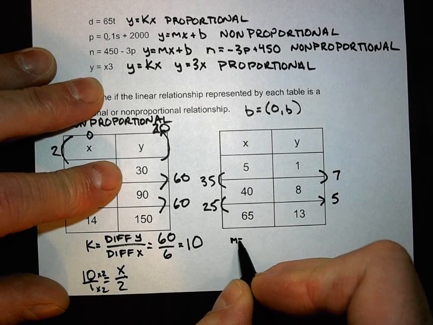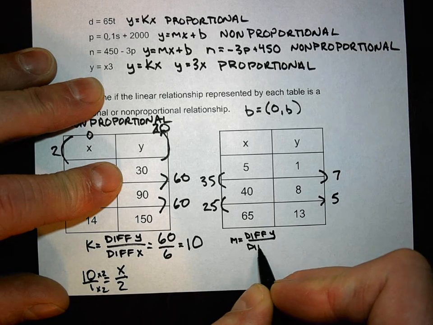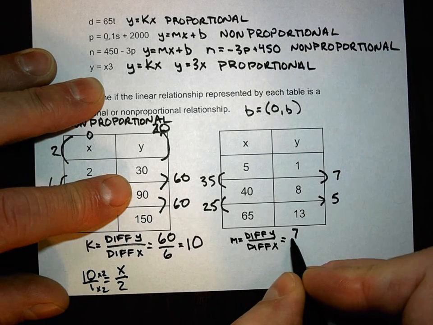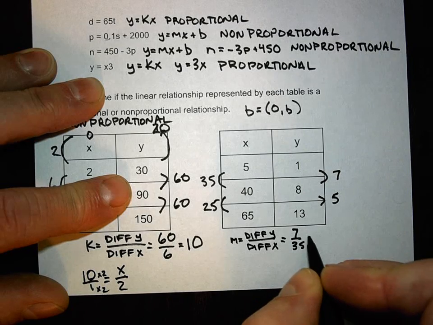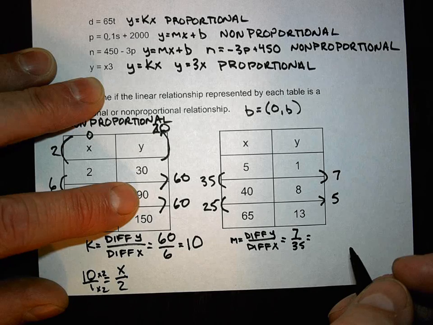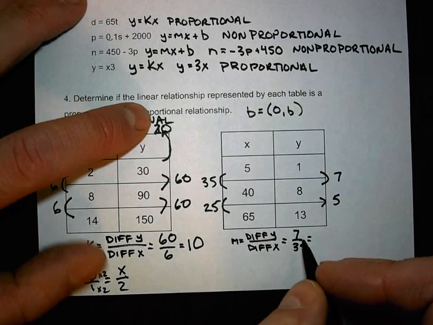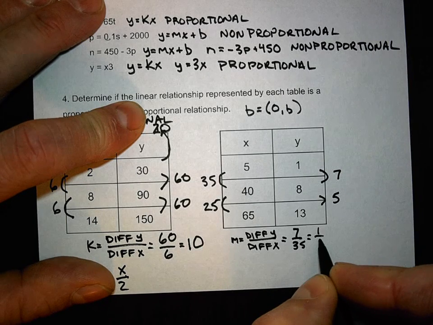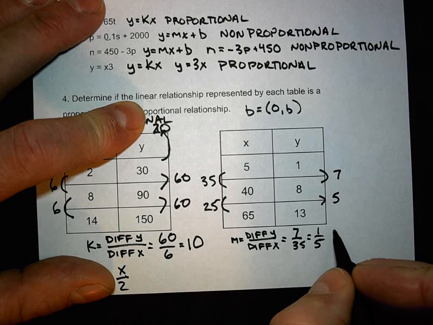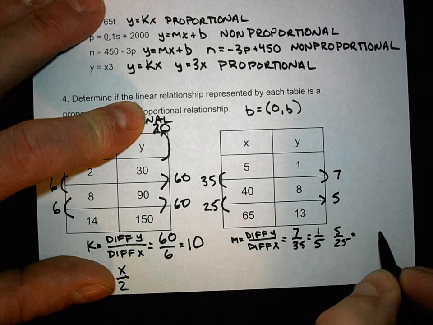So m is the difference in y over the difference in x. So I go for it. What's 7 over 35? What does that equal? You can simplify it because 7 will go into both, won't it? It's 1 over 5. And if I do this one, where I've got 5 over 25, what does that equal? 1 over 5.